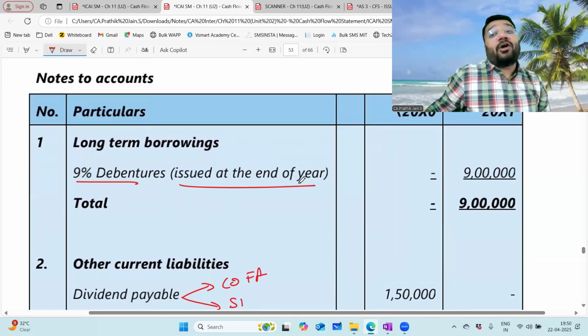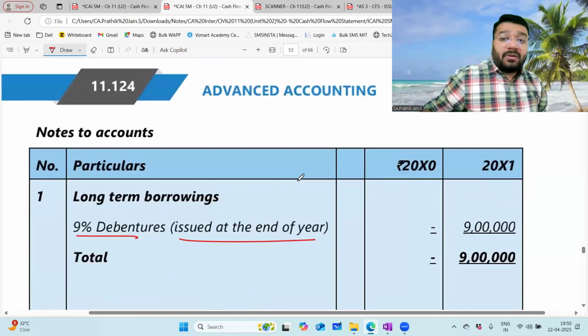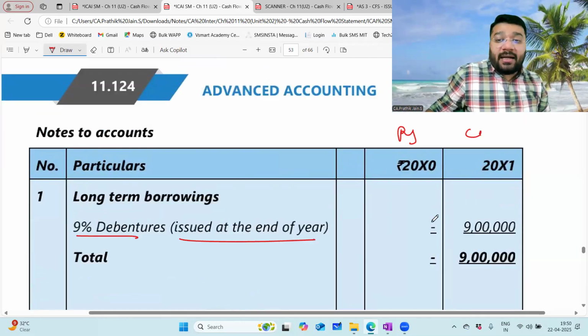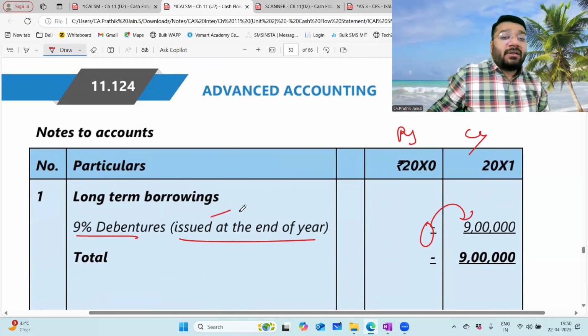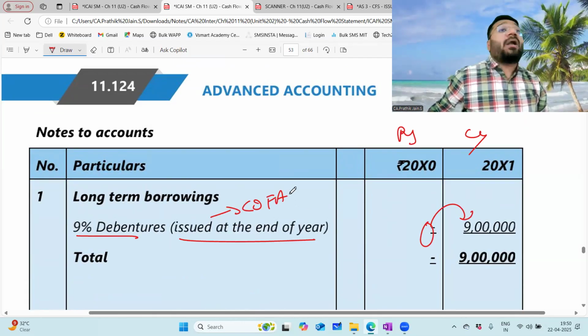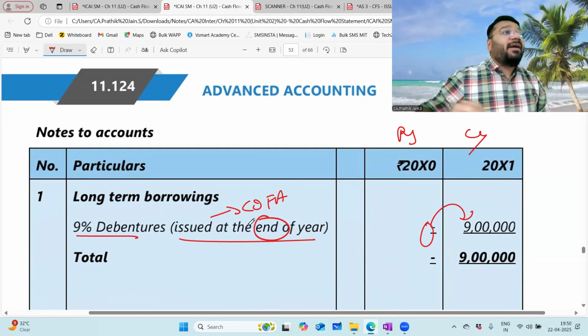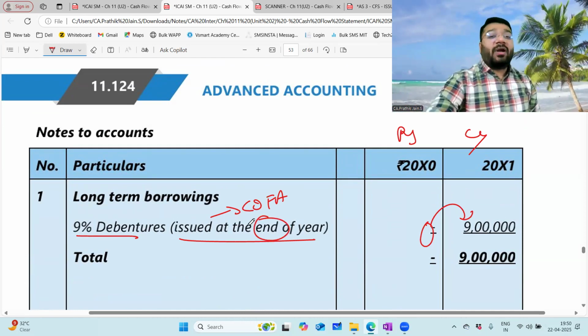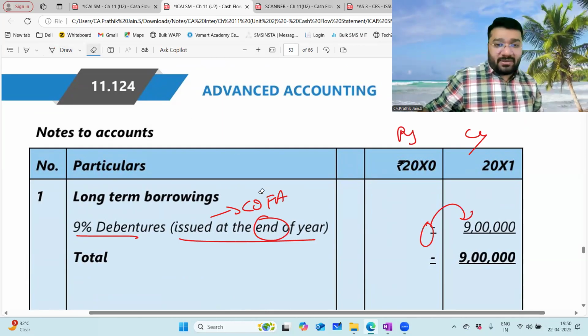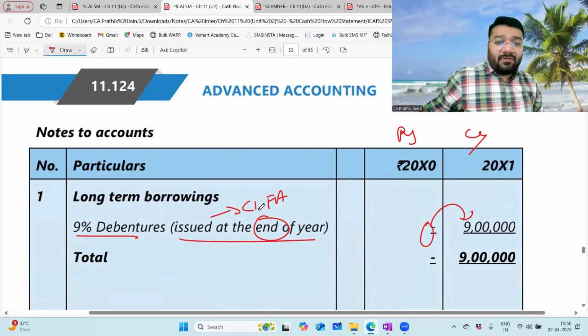9% debenture issued at the end of the year. Previous year, current year, from 0 to 9 lakh. Cash outflow, finance activity. What about interest on debenture? No interest on debenture because issued at end of the year. What I said? Outflow. Sorry, my mistake. Cash inflow. Okay.